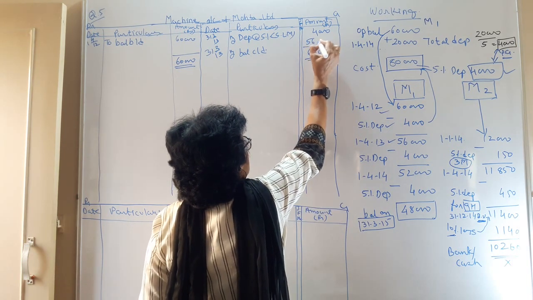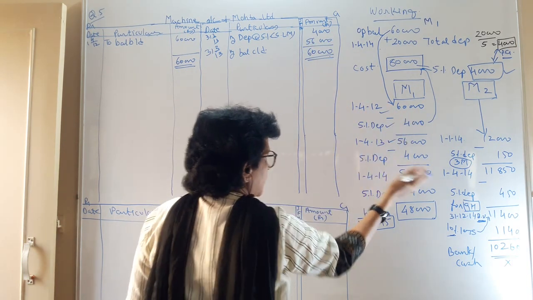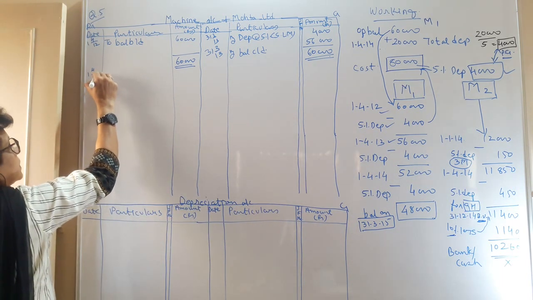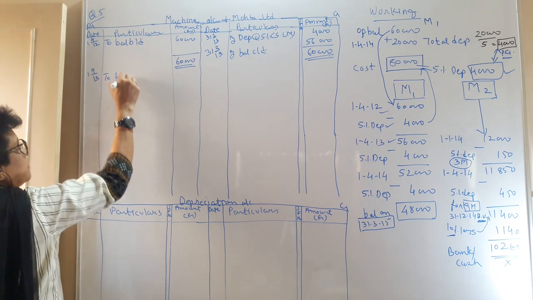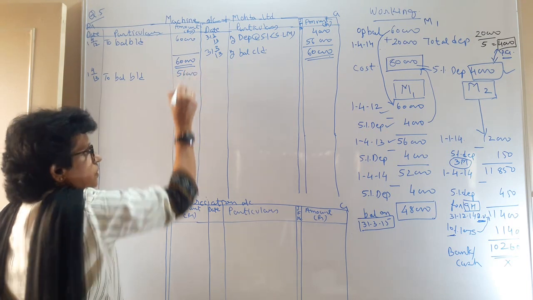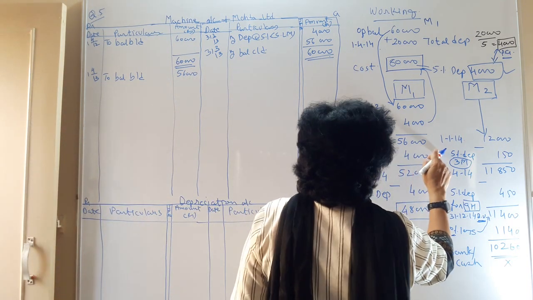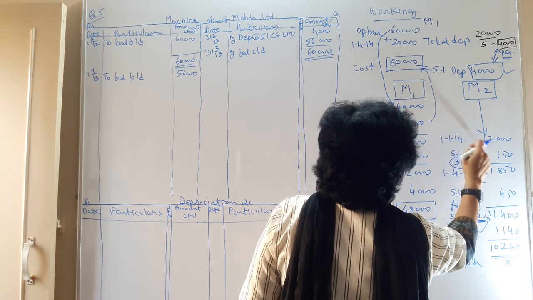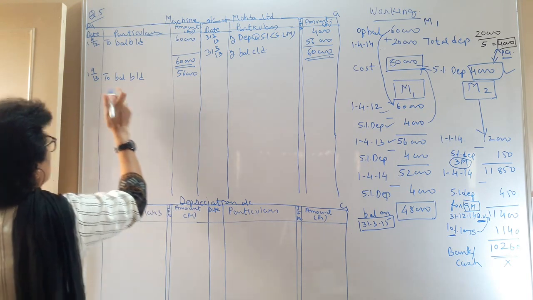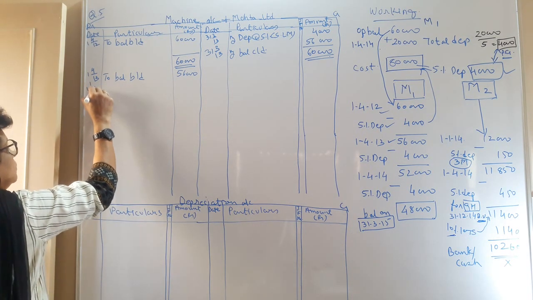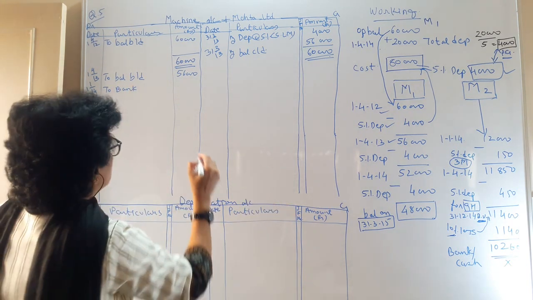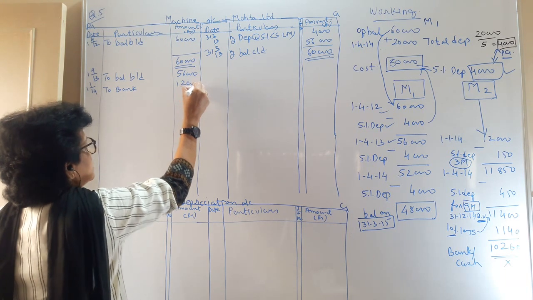See, once you have done the working properly, it becomes very easy to do your posting. So on 1/4/13, to balance brought down 56,000. Okay, so 56,000. Now on 1/1/14 we have purchased the machine. So after a time we are going to post 1/1/14, that is to bank. The machine is purchased of rupees 12,000.